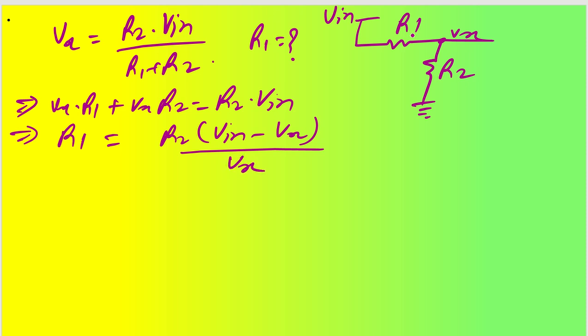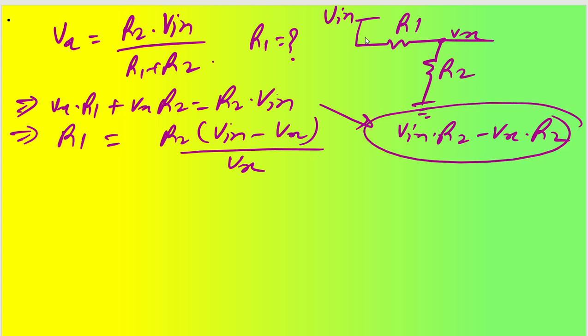If you do not understand, I will write it again. What will happen is V in into R2 minus Vx into R2. This is the complete thing that will come, and that is going to be equal to Vx into R1. So R1 will go down. So this is how the value is, and this is another formula.